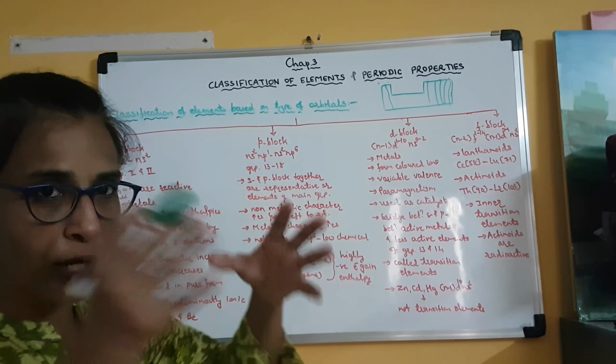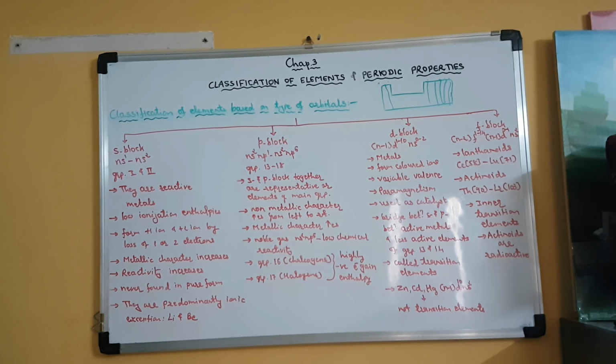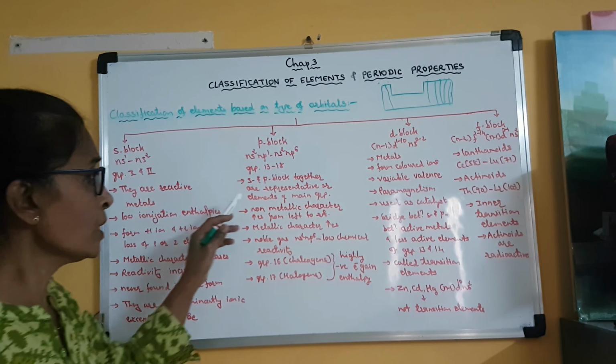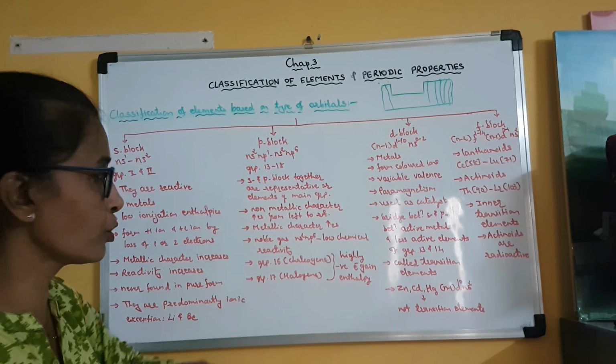For example, lithium, its configuration is ns1. It means all the elements of the lithium group will have the same configuration ns1. The value of n will be different, but the configuration is ns1. So they are called representative elements or the elements of main group.